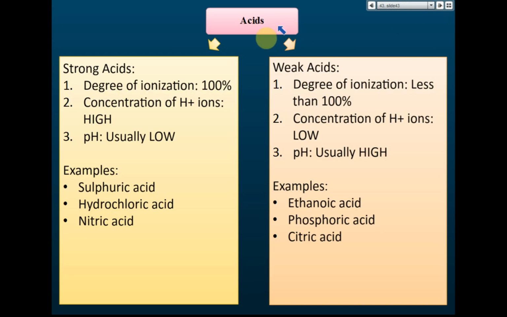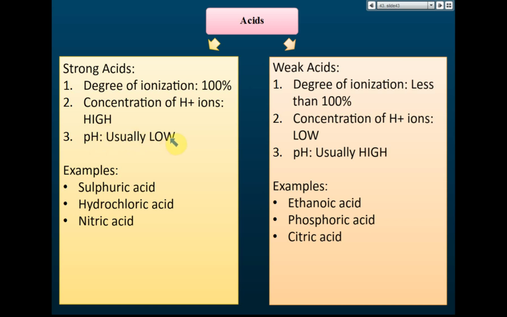So, summary. Strong acids: degree of ionization 100%. Concentration of hydrogen ion is high, because fully ionized, so it has a lot of hydrogen ions. Now this is to compare acids with the same concentrations. I will tell you what's the difference between concentration of acid and concentration of hydrogen ions. And the pH value usually is low.